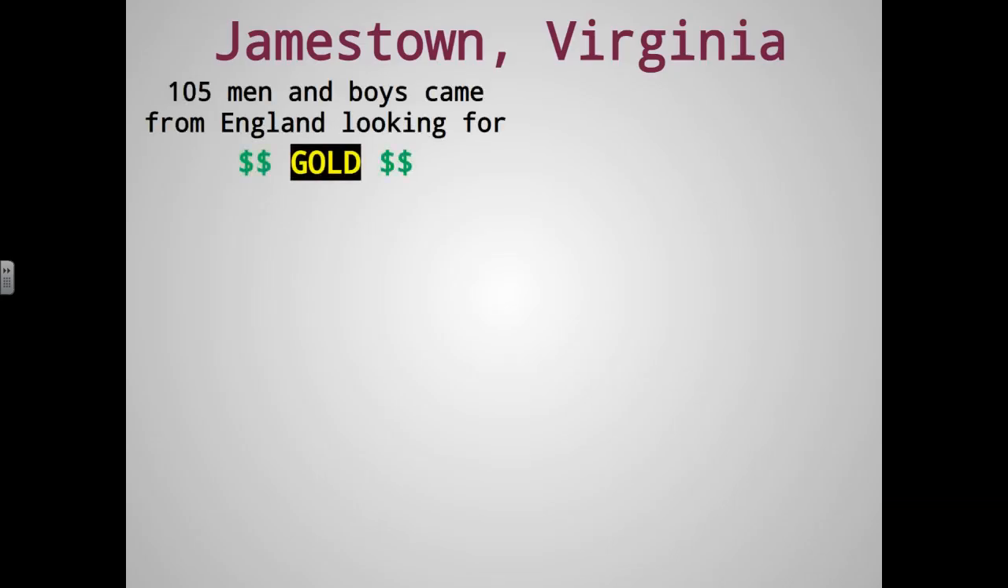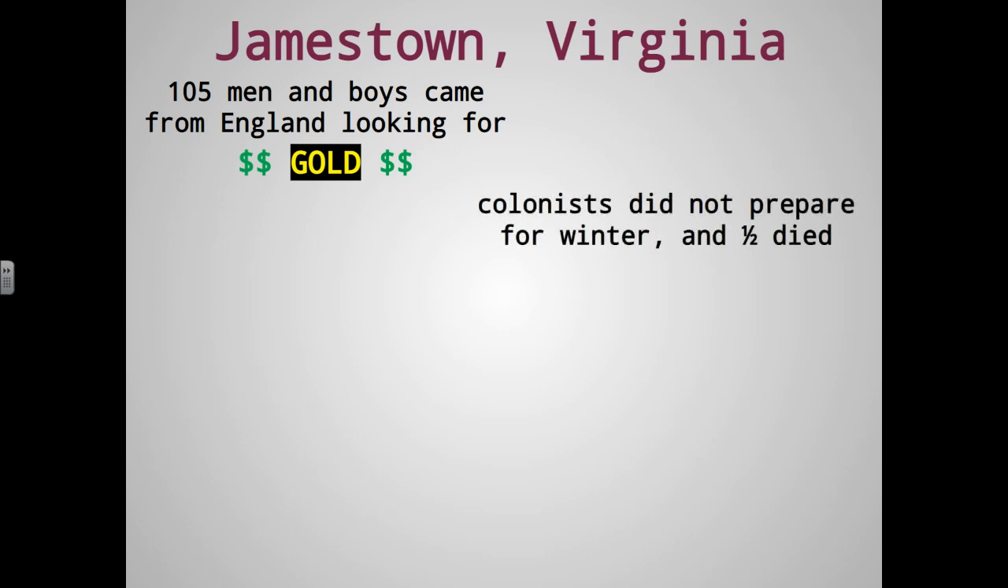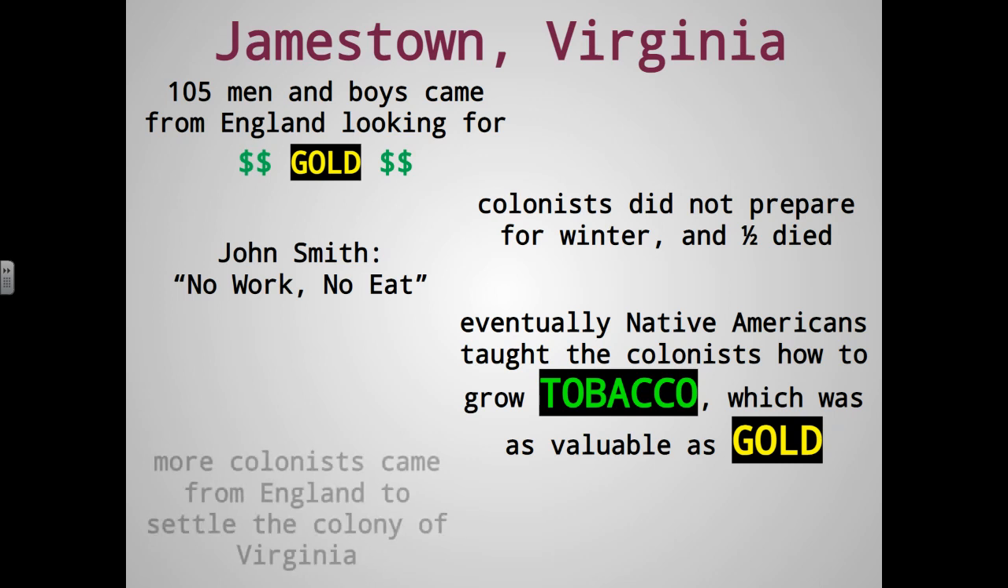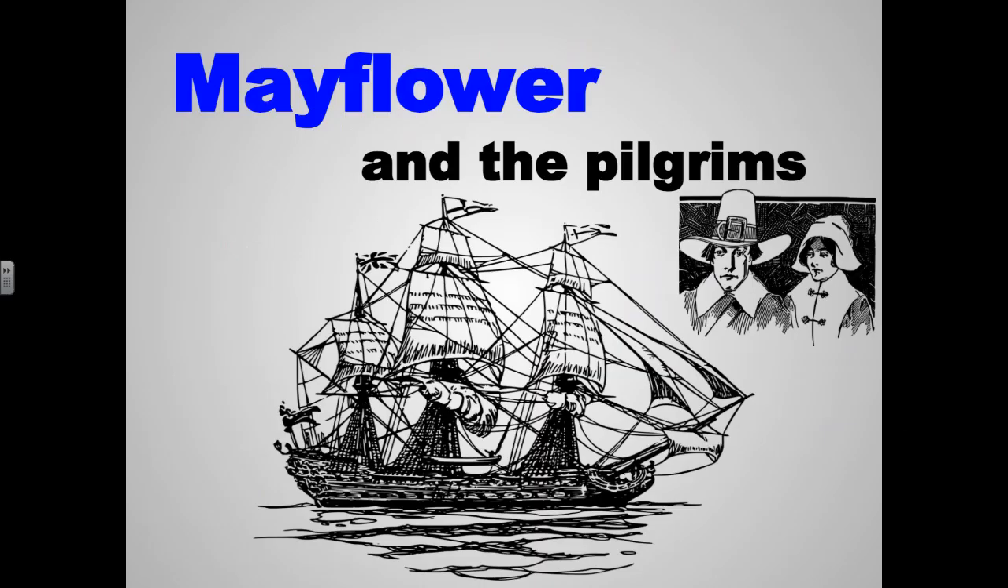And we know with Jamestown, 105 men and boys came looking for gold. And the colonists were so focused on finding gold that they didn't bother to prepare for winter, and half of them died. But then John Smith came in and made the rule, no work, no eat. And they eventually got help from Native Americans to learn how to grow tobacco, which was as valuable as gold. And because Virginia became a place for colonists to get rich by growing tobacco, more and more colonists moved from England to settle in Virginia, including the people aboard the Mayflower, the Pilgrims.